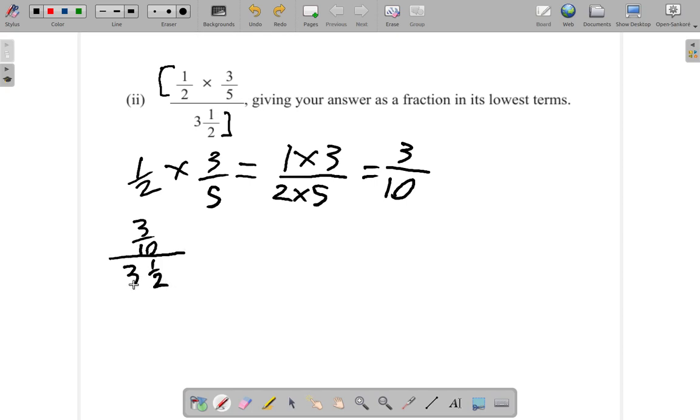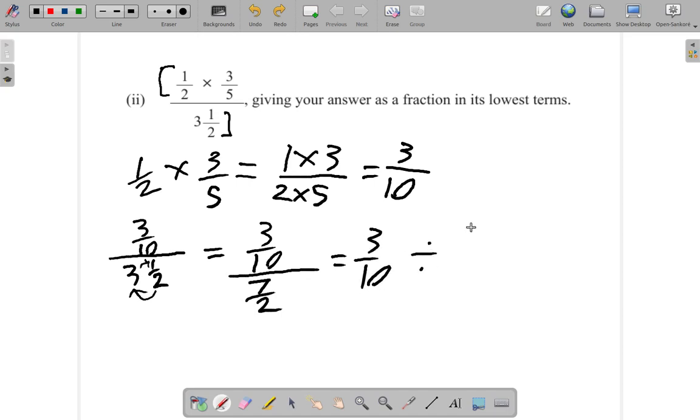Now here you have a mixed fraction, the whole number part mixed up with the fractional part, 3 1/2. Let's turn it into an improper fraction. You have 3/10 all over 2 times 3 is 6, 6 plus 1 is 7. So you have 7 over 2. You can rewrite this as 3/10 divided by 7 over 2.